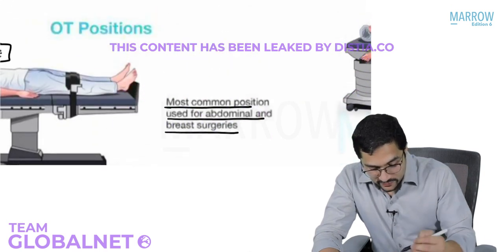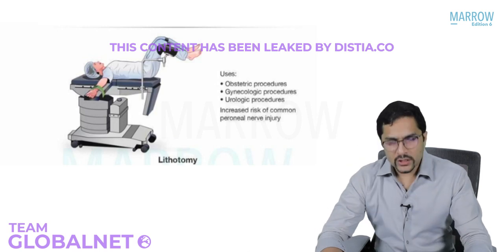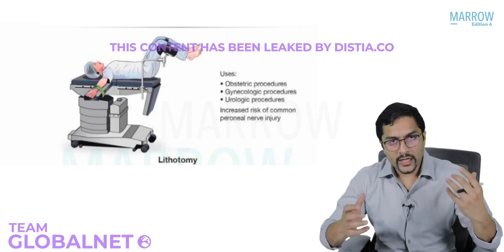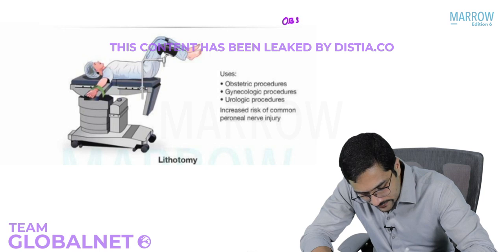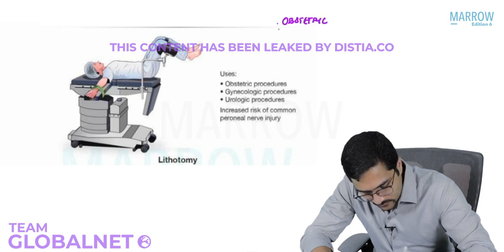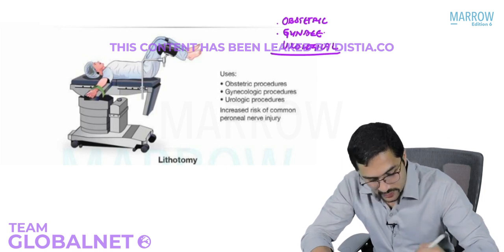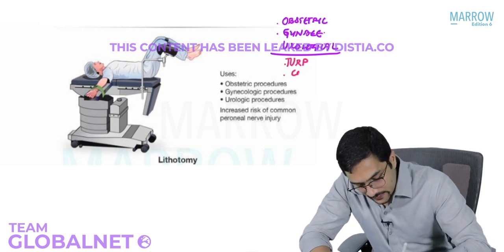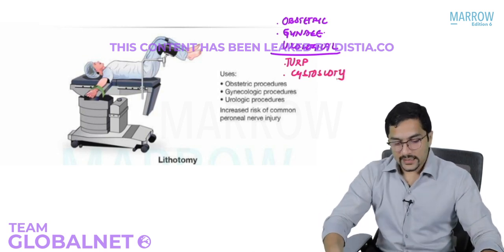The next position which we need to know about is the lithotomy position. Now, I'm sure you must have seen the lithotomy position in gynecological procedures, in hemorrhoids, fissures, piles. It is used for obstetric and gynecological procedures. It is used for urological procedures, like TURP, transurethral resection of prostate, and cystoscopy.